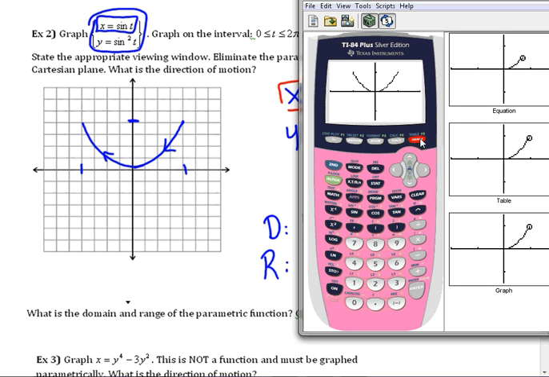You could put a 4 in front of the sine of t. Then it'll go 4. But you're always going to have this, which is going to stretch that.